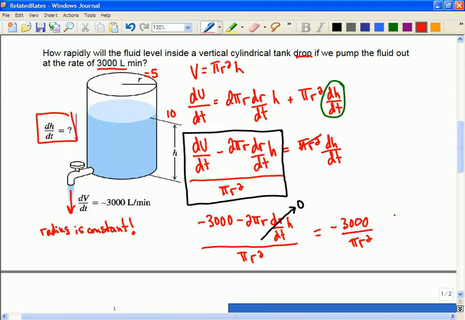And again, just to make some closure, we've picked a radius of 5. It would be negative 3,000 over 25 pi. Okay. So sometimes when things appear like they're missing, we have to think a little bit more about what's going on. In this case, we're not missing the rate of change in the radius. It's constant.